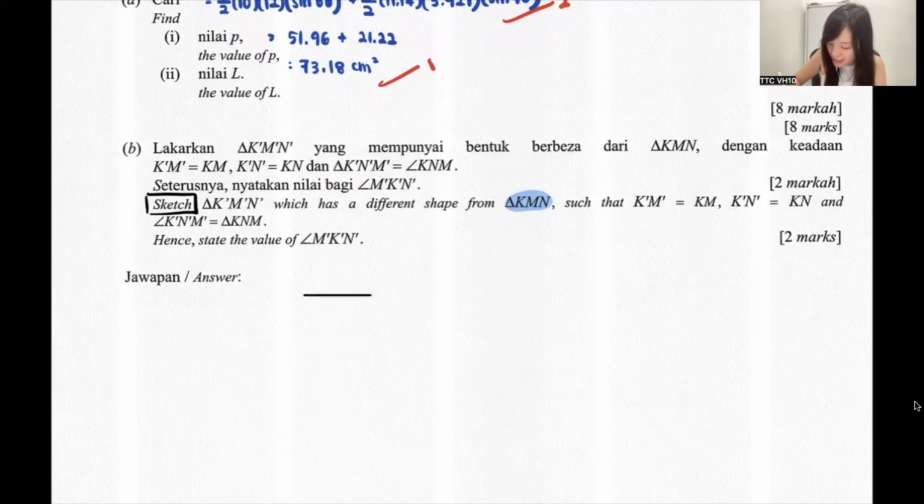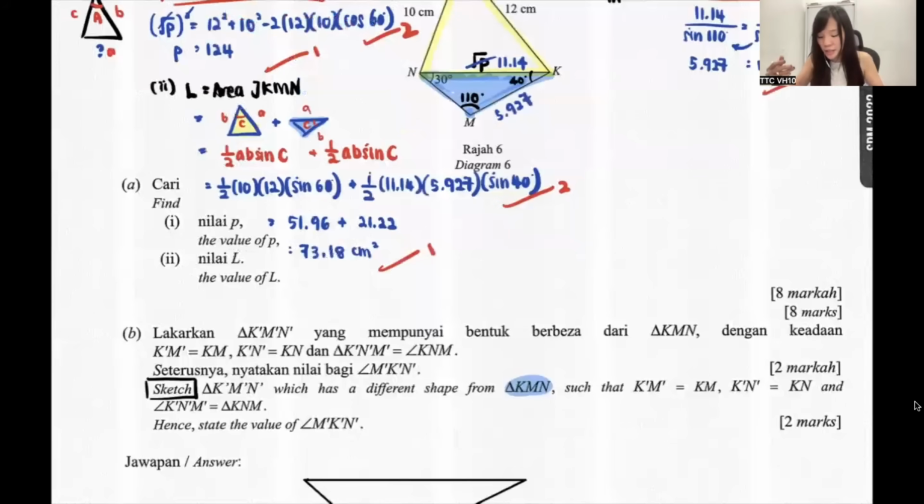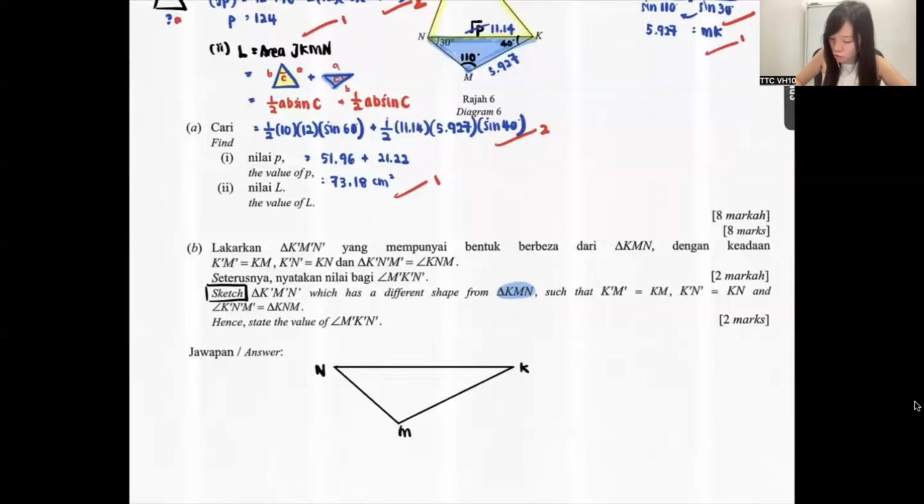No need to be exactly the same, my dear. No need for the size to be exactly 5 cm, 11 cm. You just need to be reasonable. Quite reasonable, right? Same as the blue one. So now they want you to sketch a shape like that. This original is called KMN. Now you also want to sketch K prime M prime N prime, but a bit different, okay?